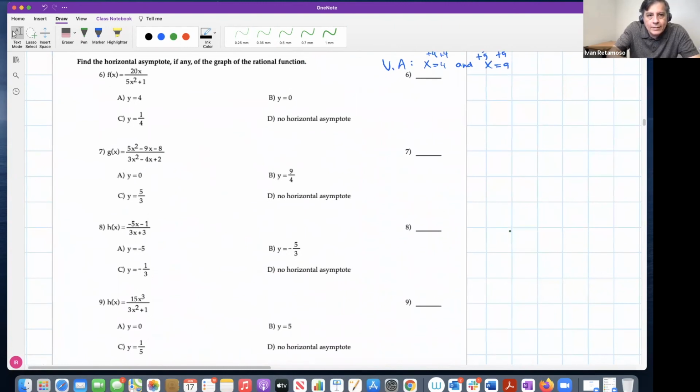Find the horizontal asymptote. Now, let me choose some exercises for you to work on. Start with this guy. Number 6. Try this. What is the horizontal asymptote, right? Figure it out. I see quickly students are participating.